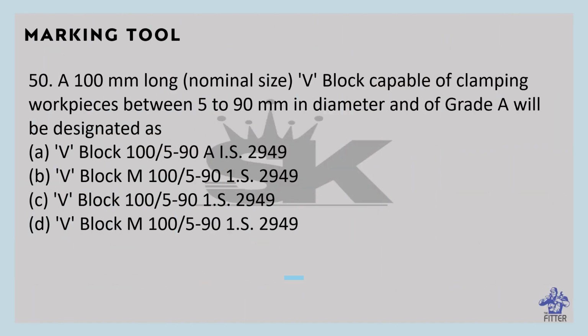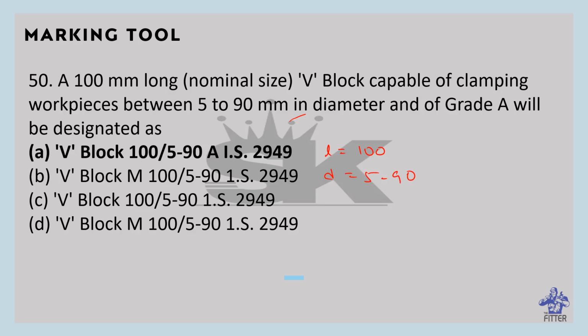A 100 mm long nominal size V block capable of clamping workpiece between 5 to 90 mm in diameter and of grade A will be designated as. So answer is option A. Here 100 is length. I'll write it down here. L equals 100, and diameter D equals 5 to 90. That is mentioned here, right? So A means A grade. First one is length, next diameter and the grade.